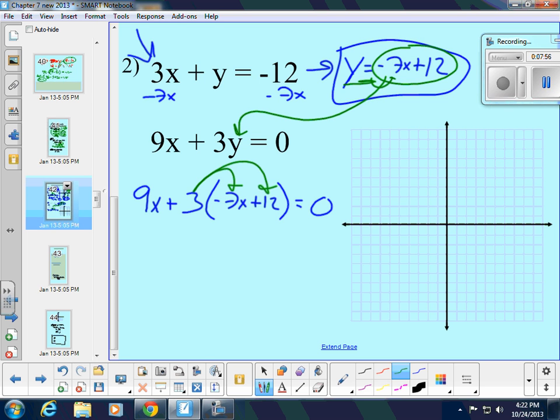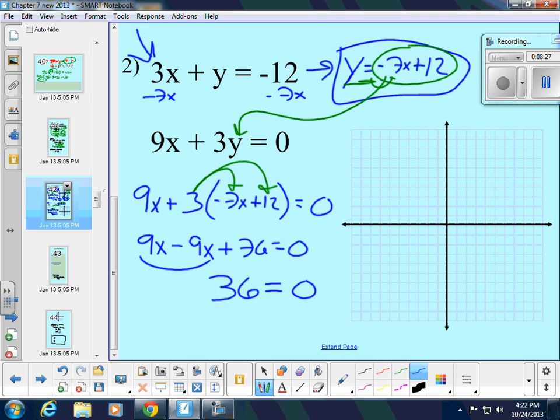If I distribute that 3 to both those terms inside there, I'll get 9x, and then 3 times negative 3x will give me minus 9x, and then plus 36 equals 0. Okay. Well, so far so good still. But now when I try to collect like terms, notice what happens here. I'm going to have 9x minus 9x, which is going to give me no more x's. So those are going to cancel out. So I'll get 36 on this side, but 36 is not equal to 0.